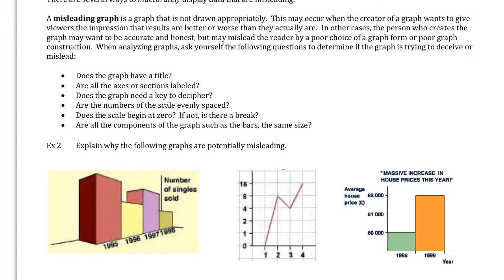Here's a big one. Are the numbers on the scale evenly spaced? Does it begin at 0? Okay. If not, is there a break? Are all the components the same size in relation to each other? Is it displayed proportionally in a correct way? With the scale and does it begin at 0, there's not always a right answer there. Sometimes we're going to see that beginning at 0 is actually a good thing, and sometimes it's a bad thing. It's all about what the data actually shows and how it is misleading in that way.